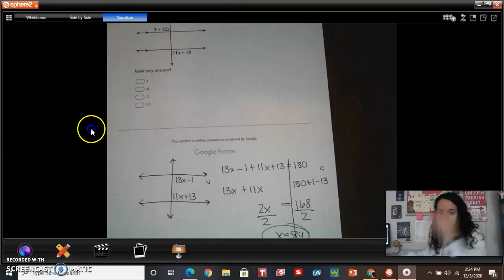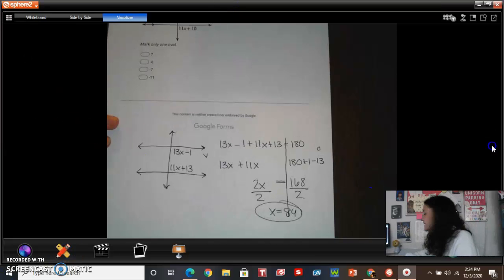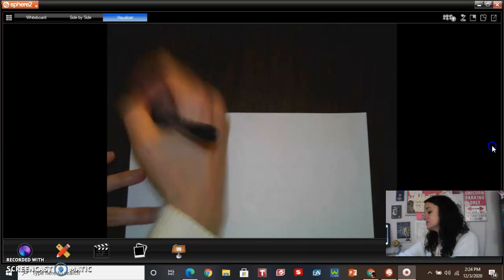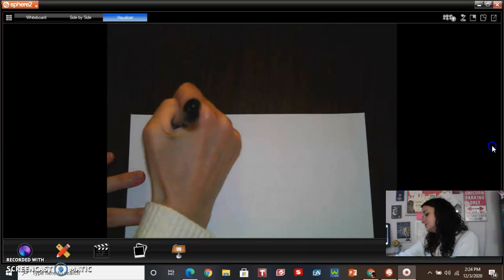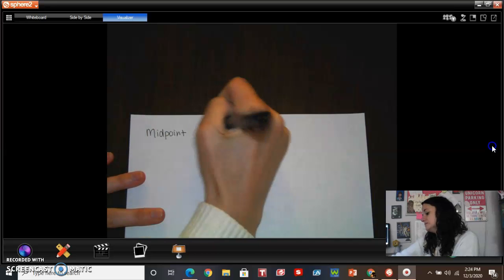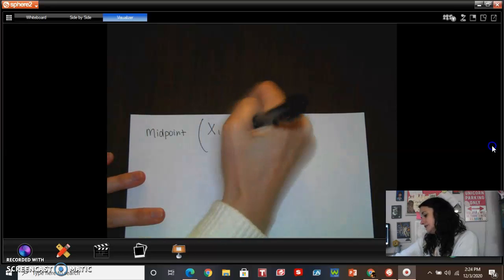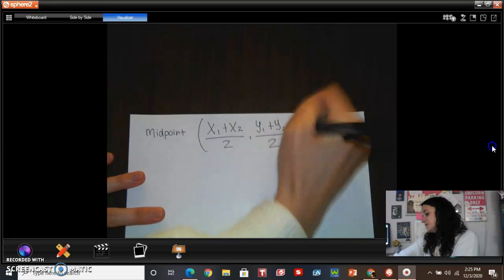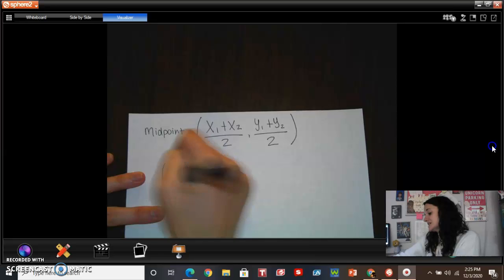Alright, now, just a little reminder, you'll have midpoint questions on there. So just in case you don't remember your formula, your x's divide by 2, add your y's divide by 2. And remember that every point is written as x comma y.